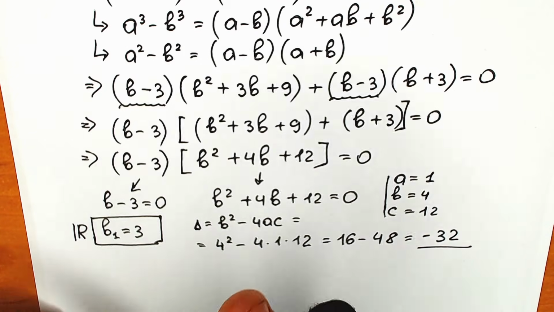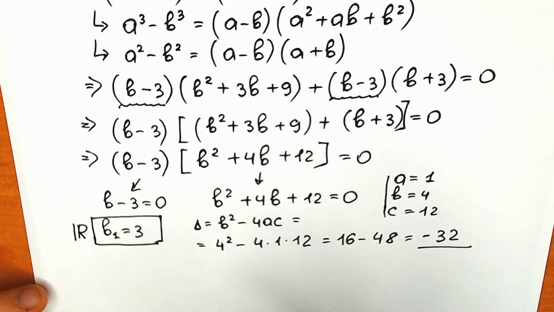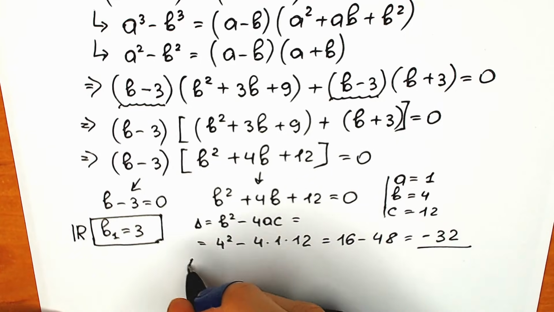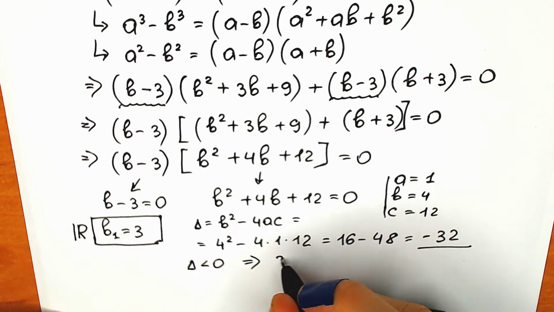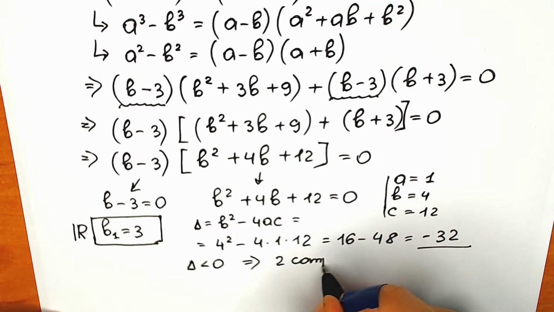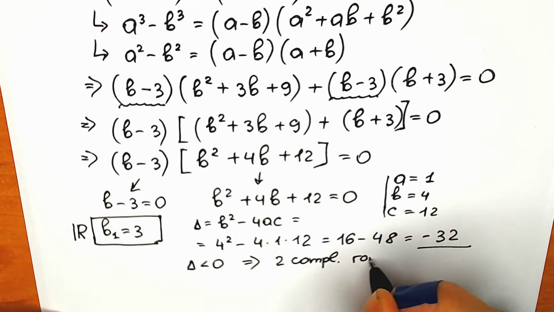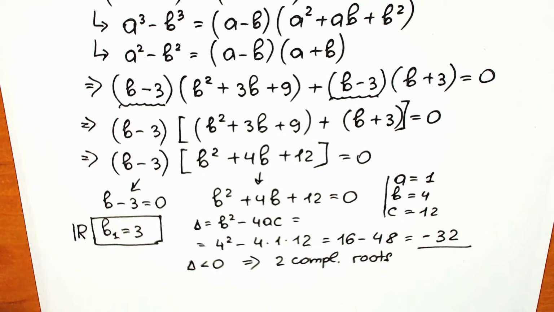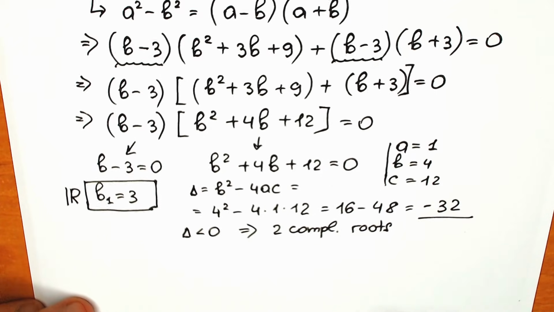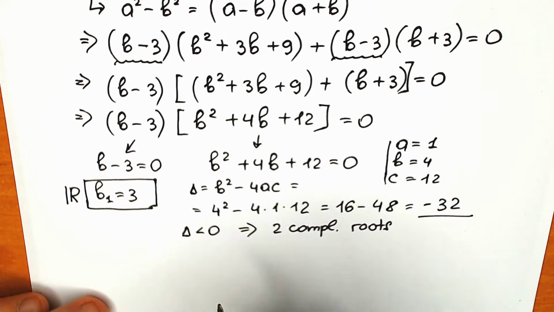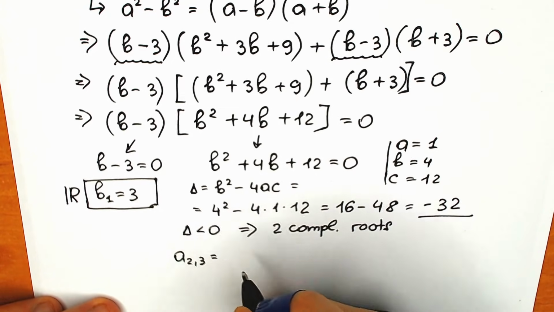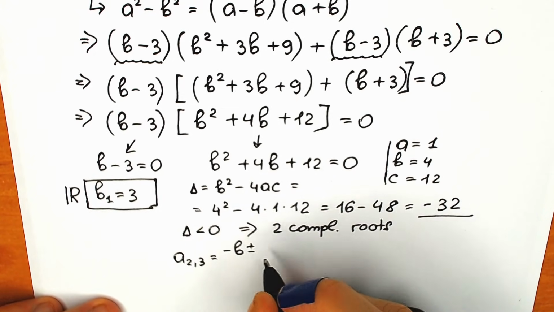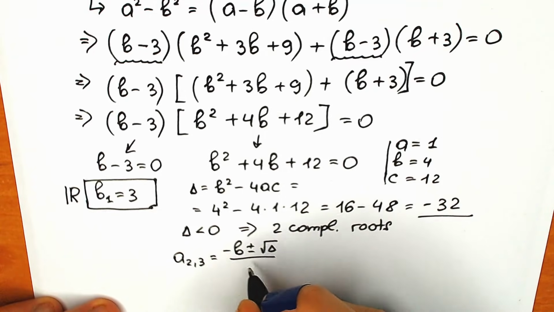But yes, we don't have a real number root here, but we have two complex roots. So when the discriminant is less than 0, it implies that we have two complex roots. Really great. Right now let's find these roots. So b second and b third equal to minus b plus minus square root of the discriminant, all over 2a.